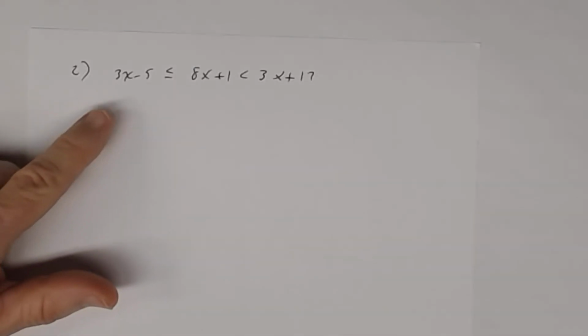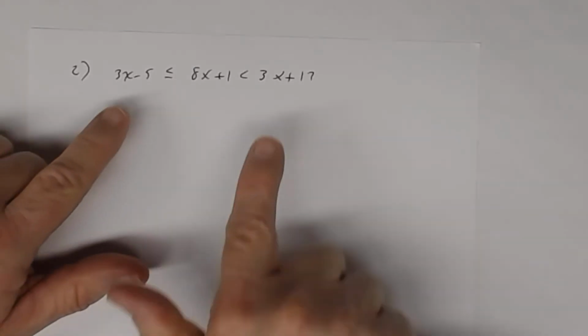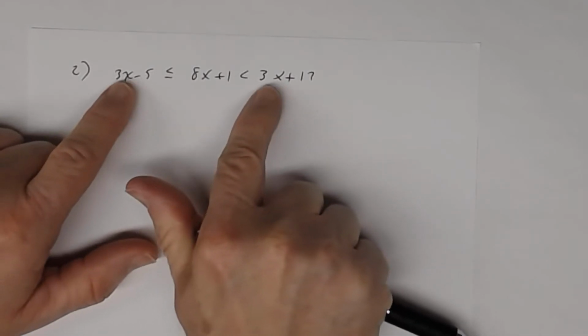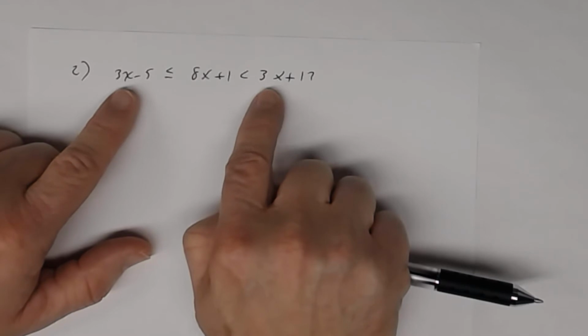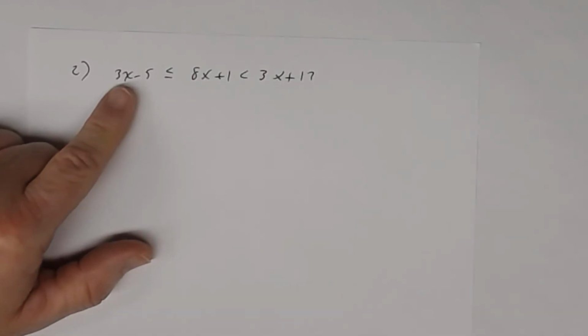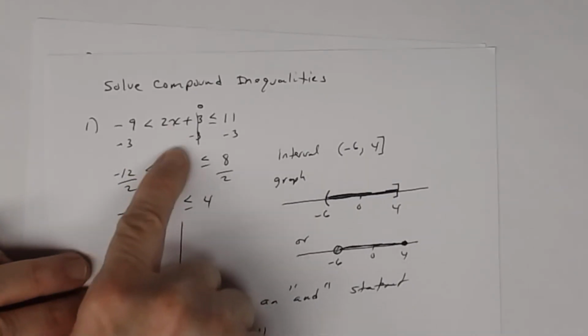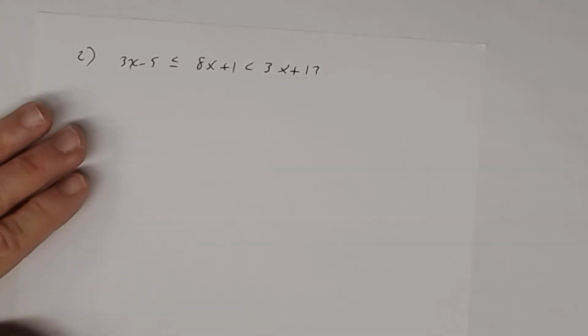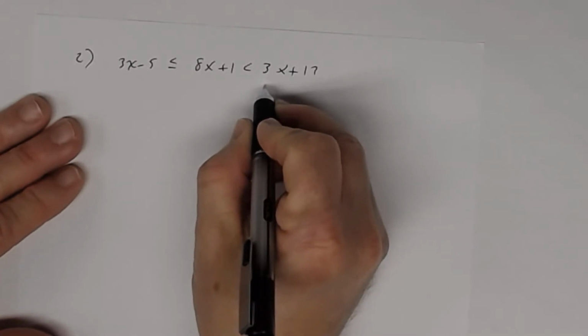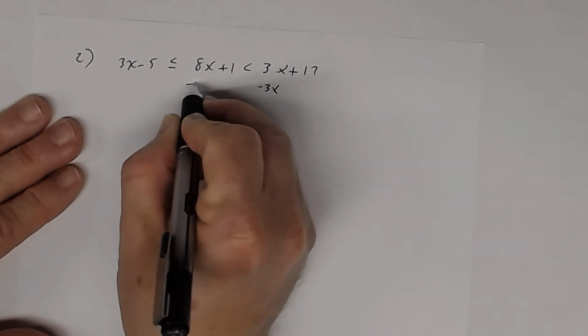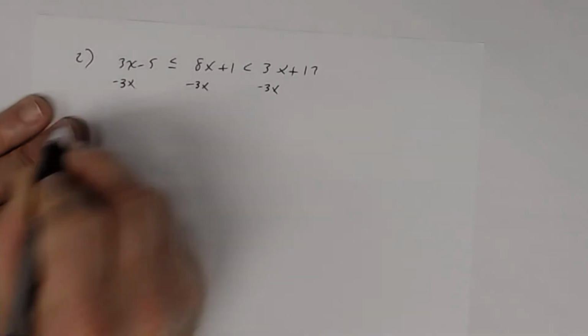But here you have variables on both parts. Now this one's still easy because on the outsides, the variables are the same. If the variables are the same on the outside, see 3x, the variable expression, then you can do it just like this. So I'm going to go ahead and subtract 3x from all parts, just like this.